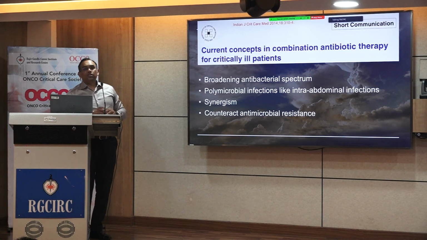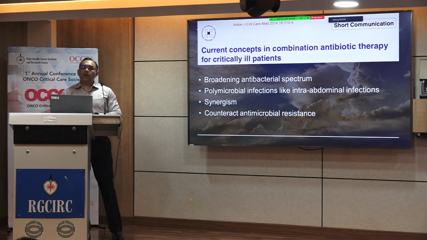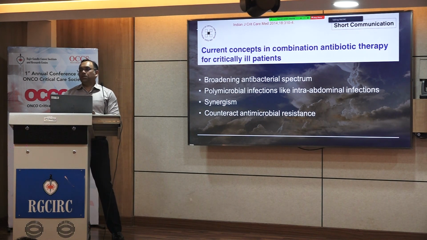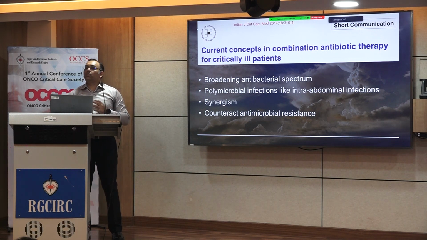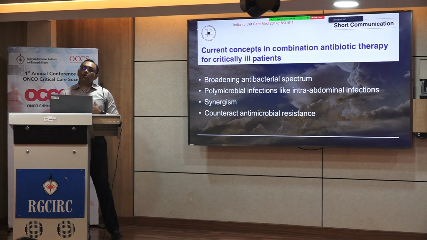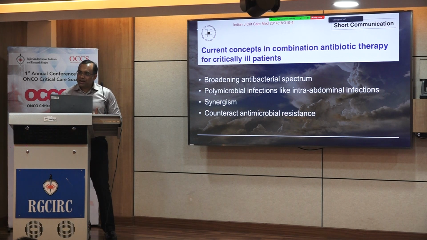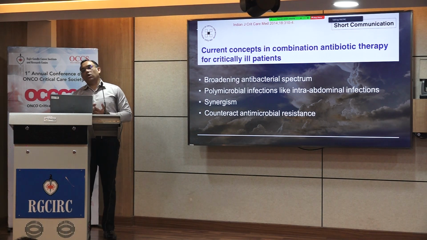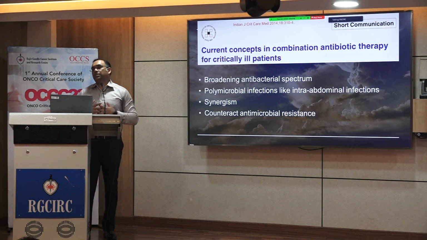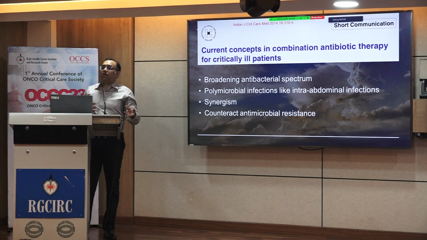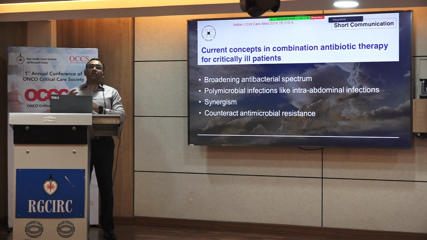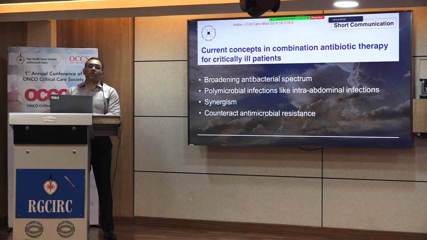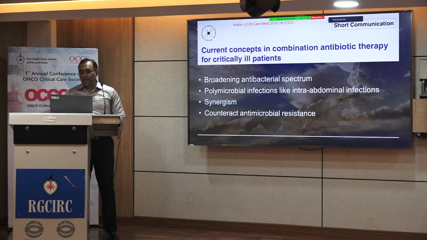In 2014, there was a short communication on the concept of combination antibiotic therapy, and they said it generally works on 4 basic principles. You want to broaden your antibiotic spectrum, you want to cover polymicrobial infections, you want to create synergy, and you also want to counteract antimicrobial resistance. So let's say drug A has encountered antimicrobial resistance, then addition of drug B will help counteract that, and one of the drugs will be acting. So this was the whole mechanism.